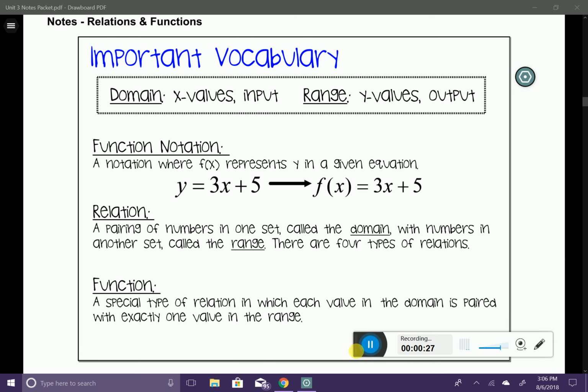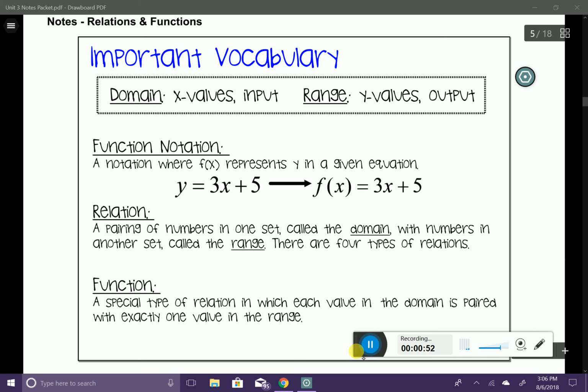And we have two vocabulary terms up at the top, domain and range. A domain value is an x value, which we talked about in the previous sections, which is the input. So this is the input value that you're putting into a function. And then the range is going to be a y value. This is the number that you get out, or the output. We'll talk a little bit more about that later on.